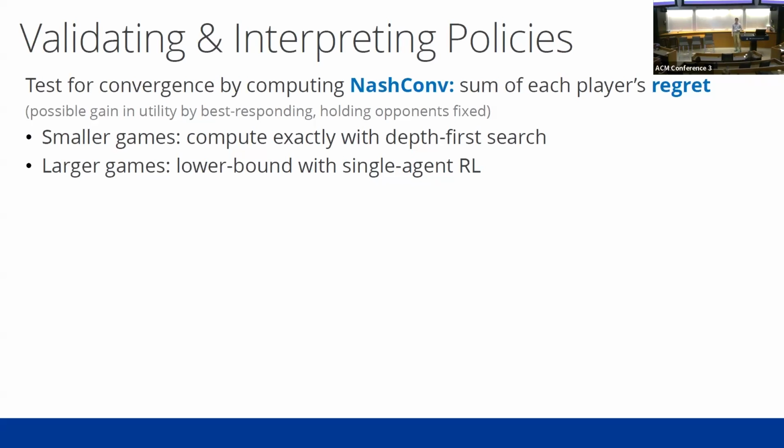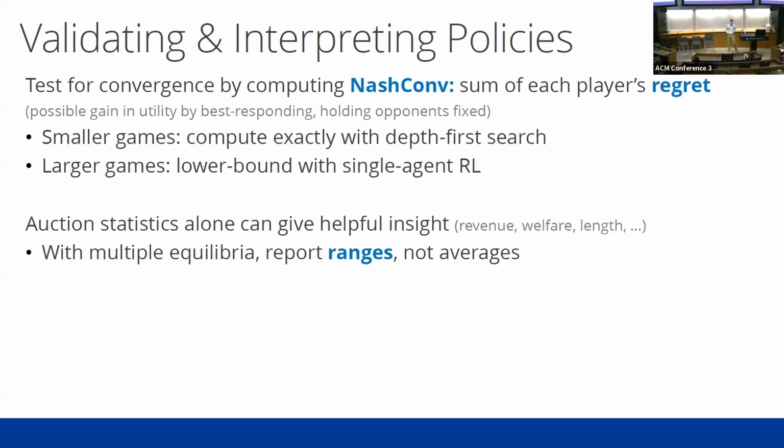In larger games, when that's not possible, when the depth-first search doesn't scale, it's still possible to get a lower bound on Nashconv by finding a best response as a single agent RL problem, finding an approximate best response, which gives an approximate regret and a lower bound on Nashconv.